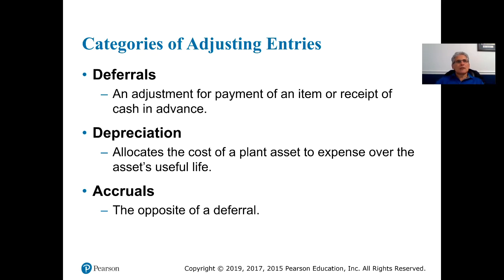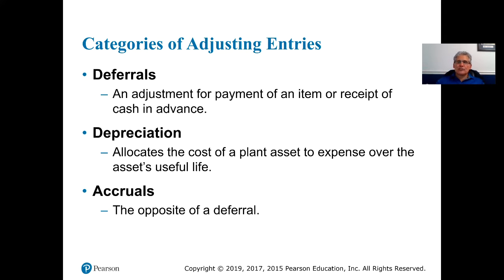Depreciation. When we buy assets, we don't write off an asset as an expense right when we buy the whole thing. If we pay $50,000 for machinery and equipment, for accounting purposes, that's not a $50,000 write-off. That's not a $50,000 expense.